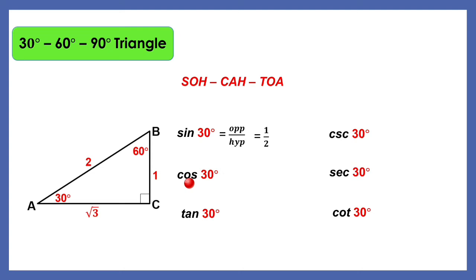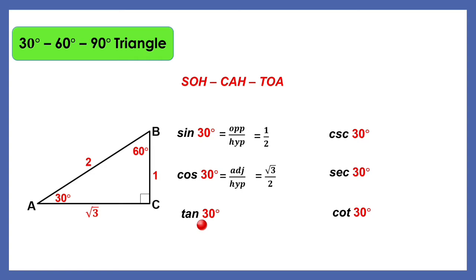Next is the cosine 30 degrees. So, with respect to our theta or 30 degrees, para makuha ang cosine 30 degrees, gagamitin natin yung CAH, which is adjacent over hypotenuse. Ang adjacent side or yung malapit na side measures square root of 3. Then, our hypotenuse is 2. Therefore, cosine 30 degrees equals square root of 3 over 2.